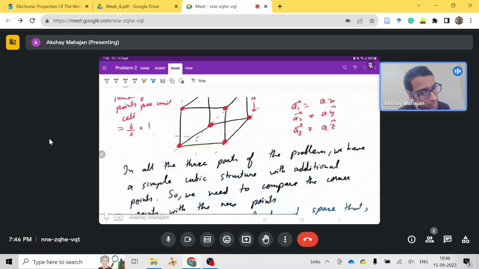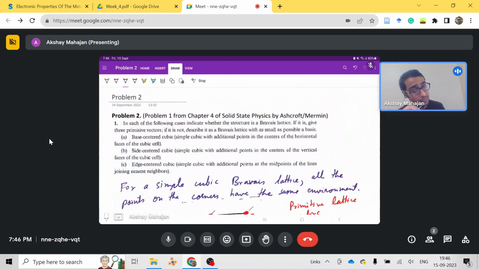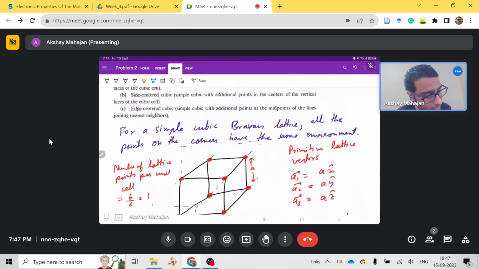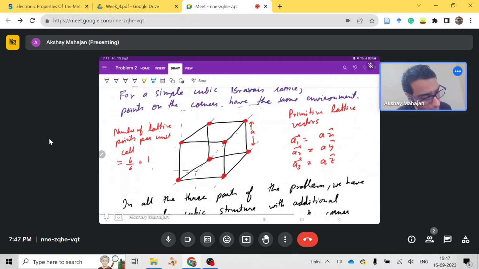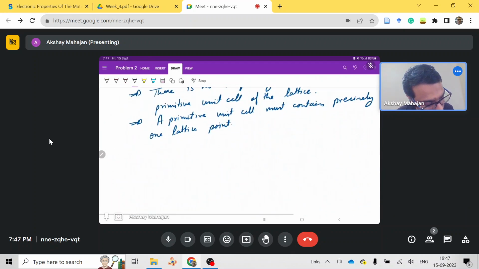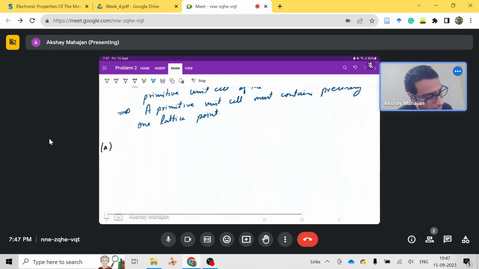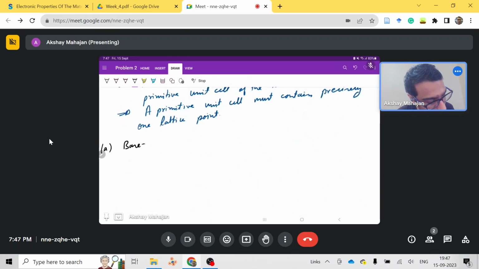So in our problem, what we are seeing is that we have this different kind of structures, and we are making them from this cube itself. Okay, we have a simple cube of length a, and from there we are going to make all these kinds of structures. Now the first structure that we have is a base centered cubic. So what is a base centered cubic?